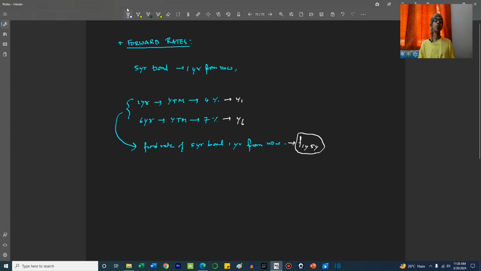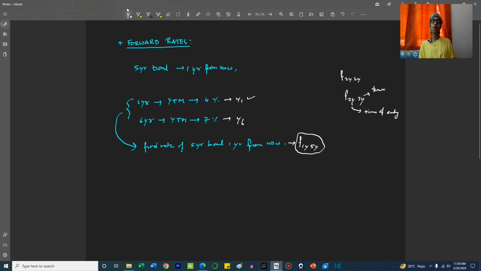Let's say we want to get into a bond of 2 years from now, we will write it 2Y2Y. If we want to get into a bond of 3 years, 2 years from now, we will call it 2Y3Y. This basically denotes the tenor. The first one is the time from now at which we want to enter, the second one is the tenor for which we want to enter, right? So here we want to enter a 5-year bond 1 year from now, so it is F1Y5Y.